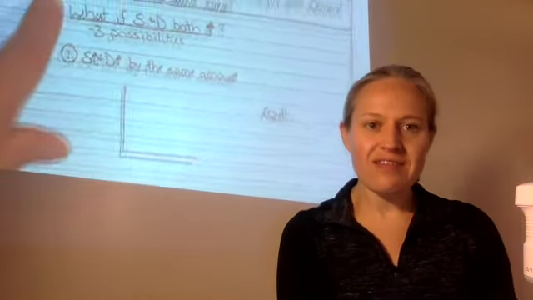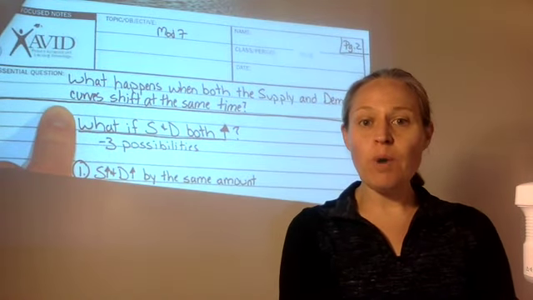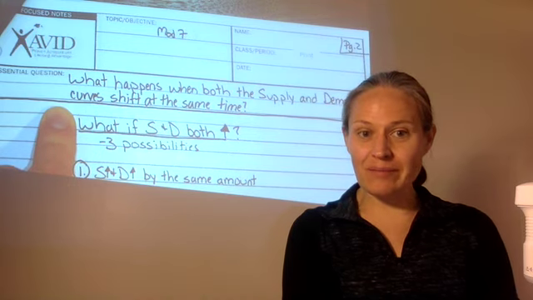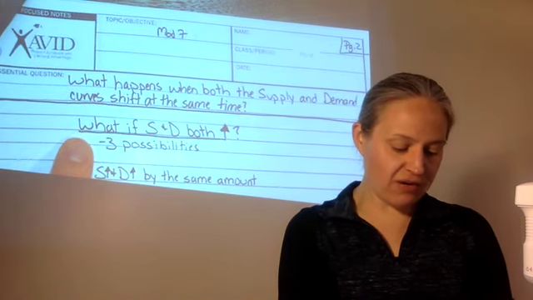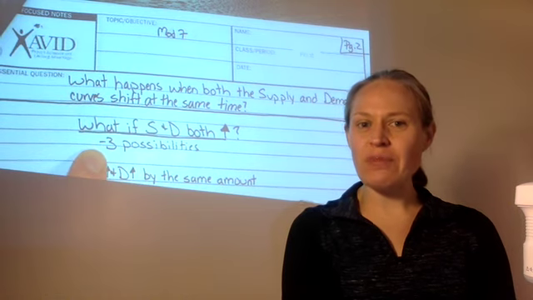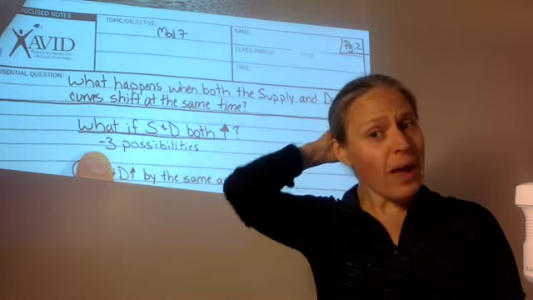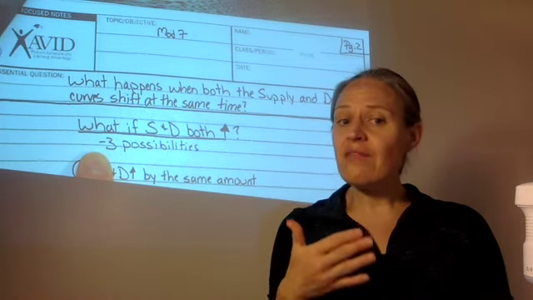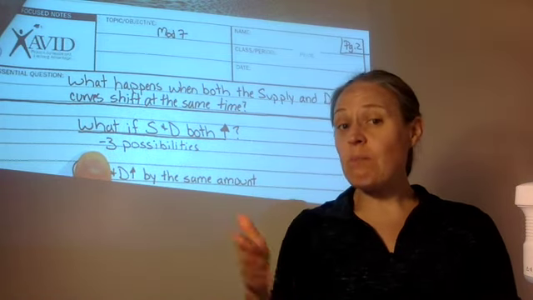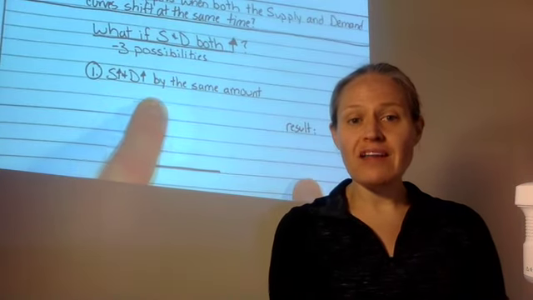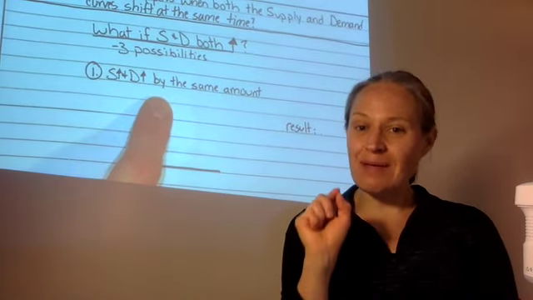Okay, page 2. All right, so this one says, what happens when both the supply and demand curves shift at the same time? So the question here, it says, what if supply and demand both go up? There are 3 possibilities. If there's a question, it says, what will happen to the price and quantity if the supply and demand both increase? There are 3 possibilities. If supply and demand increase by the same amount.